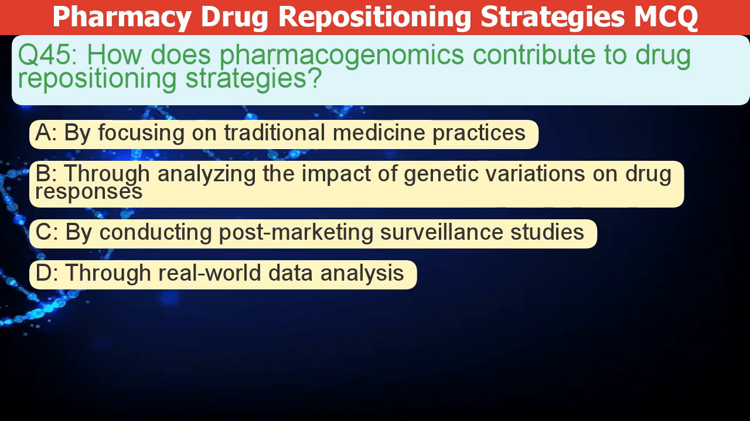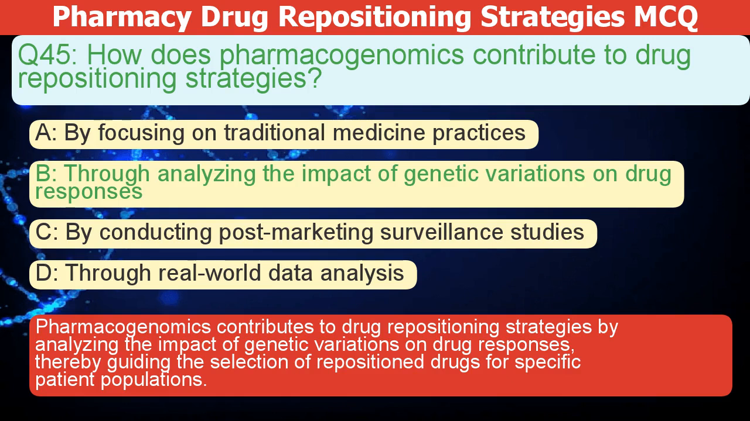How does pharmacogenomics contribute to drug repositioning strategies? A. By focusing on traditional medicine practices. B. Through analyzing the impact of genetic variations on drug responses. C. By conducting post-marketing surveillance studies. D. Through real-world data analysis. The correct answer is B. Pharmacogenomics helps find new uses for old drugs. It does this by studying how genes affect how people react to medicines. This helps doctors choose the right medicine for the right patient.